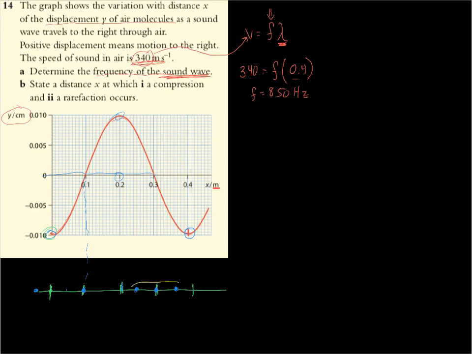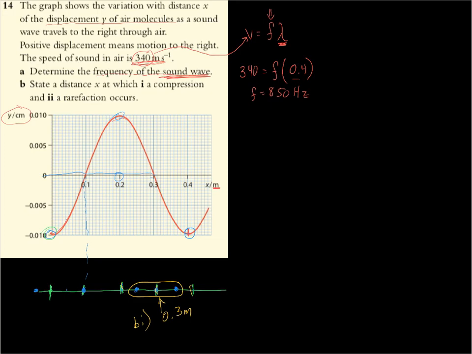Right here, you can see that the points are closer together than they used to be. In that case, it's a compression, and we would say that the compression occurs at the center point, which is 0.3 meters. And so that would be the answer to B one.